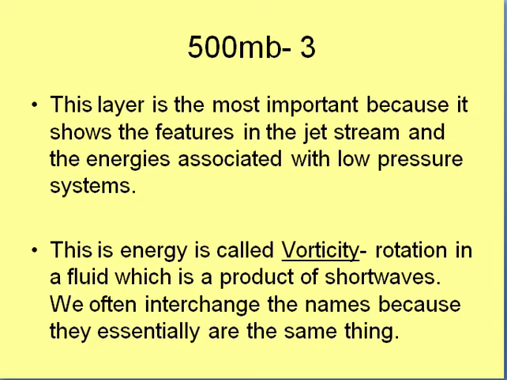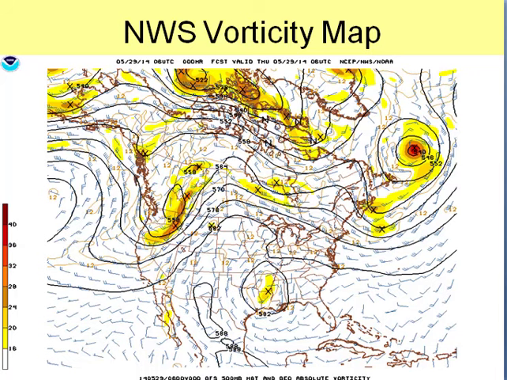So when we talk about vorticity, vorticity is really just a rotation in a fluid. So these are the short waves within the long waves, or the little rapids within the jet stream. And vorticity features are the parents of low pressure systems.